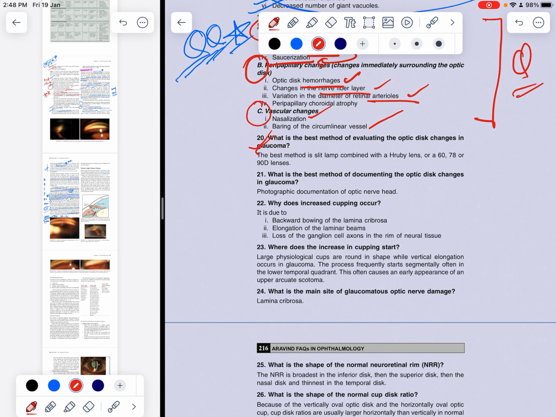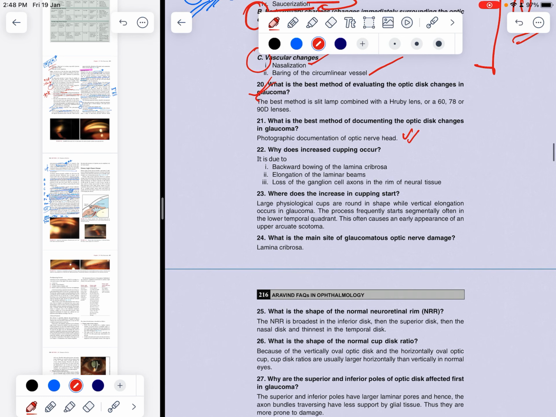What is the best method of documenting optic disc changes? Photographic evaluation. Why does cupping occur? This is an important question. Backward bowing of lamina cribrosa, elongation of laminar beams, and loss of ganglion cells. Why do ganglion cells get lost? They occur due to apoptosis of the neuronal cells.